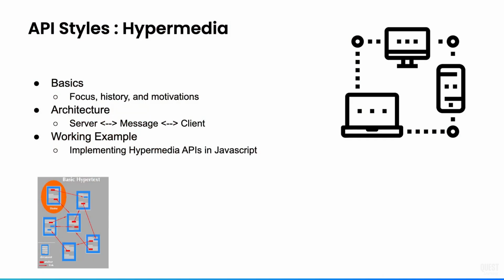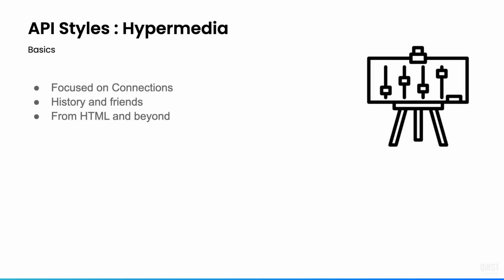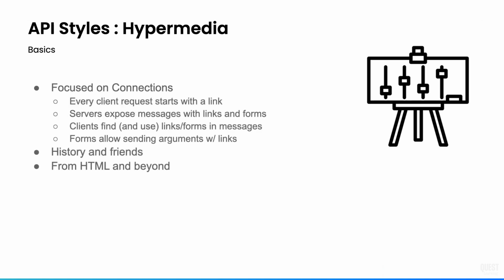Okay, let's look at another API style, this one called the Hypermedia style. We'll take a look at the basics, the architecture, and implementing a working example of a Hypermedia API. Now, basically, Hypermedia APIs are focused on connections. Every client request starts with a link or a form, even if that link is typed in, but usually it's supplied by some document that's sent by the server.